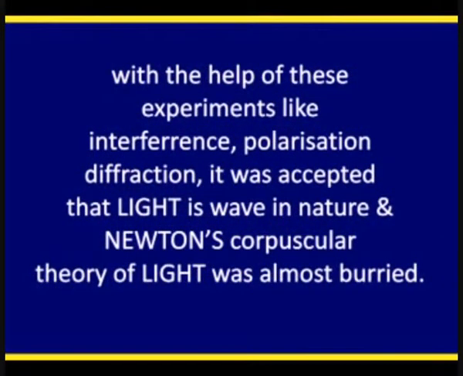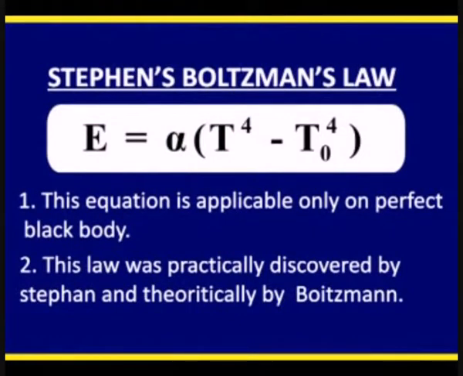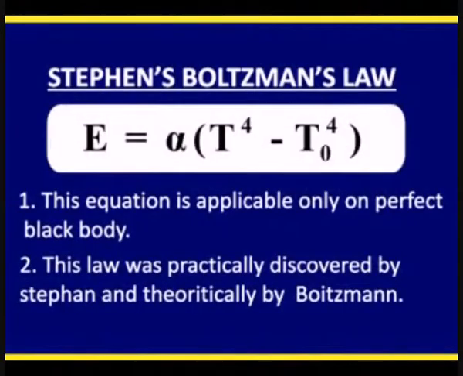Now we follow Stefan-Boltzmann's law. It will be felt that we have shifted to heat for the time being. What is Stefan-Boltzmann's law? E equal to alpha times T to the power 4 minus T0 to the power 4. This law was discovered by Stefan practically and by Boltzmann theoretically.